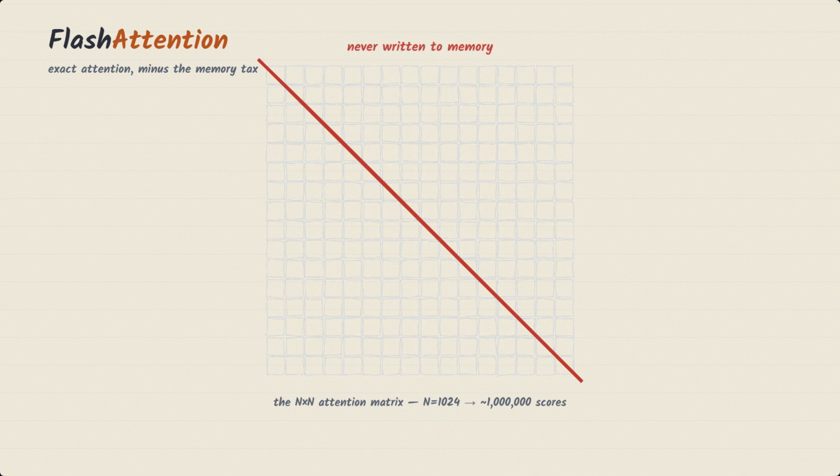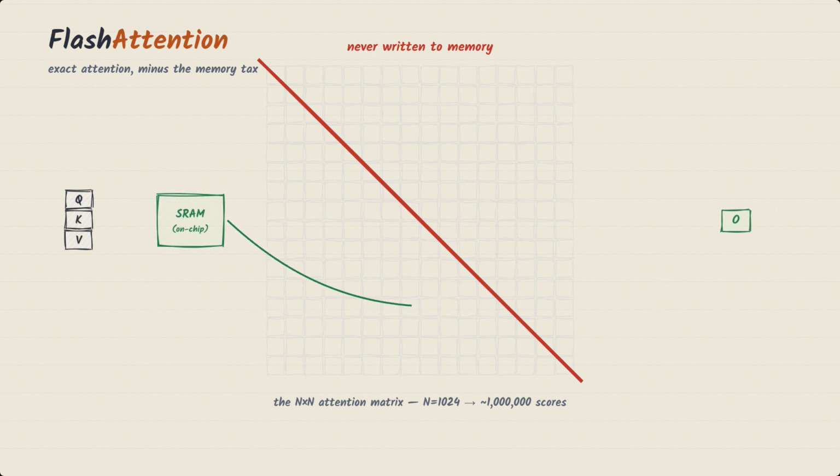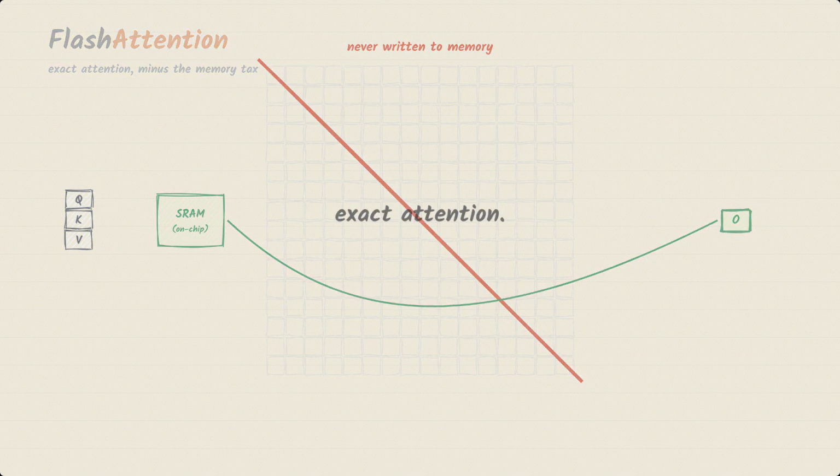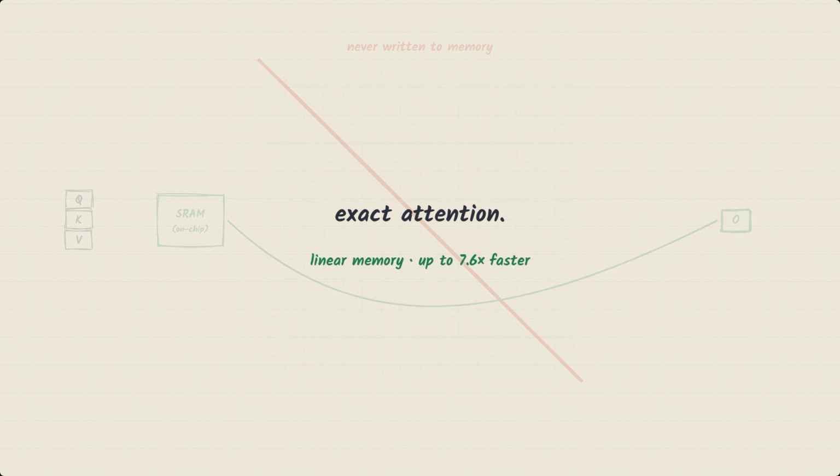FlashAttention computes the exact same answer and never builds the grid at all. Same outputs, to the last bit, but linear memory, and up to 7.5 times faster. The trick isn't a cleverer approximation. It's being careful about where the numbers live.